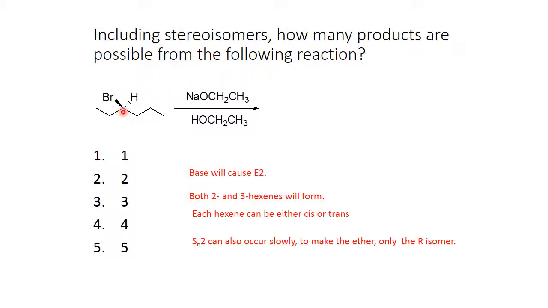If SN2 occurs, what's going to happen? You're going to have inversion on that center. And since this is the S enantiomer, only the R enantiomer would be made. So how many compounds would be made?